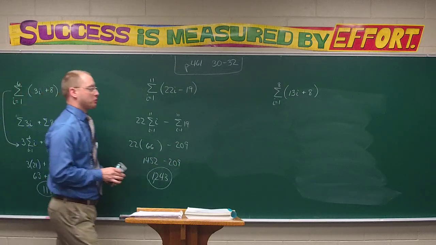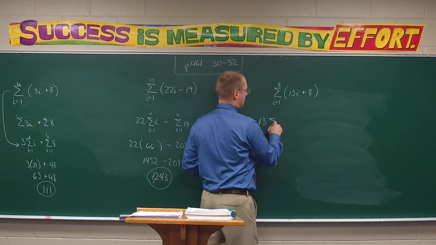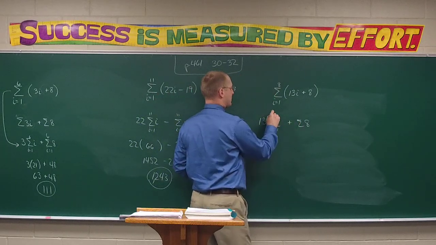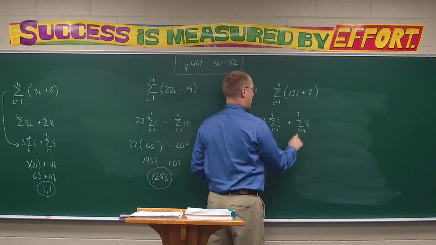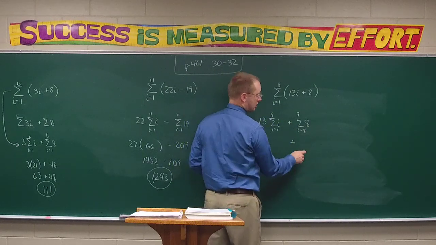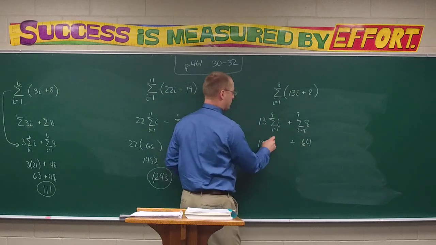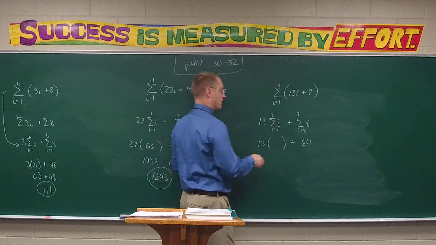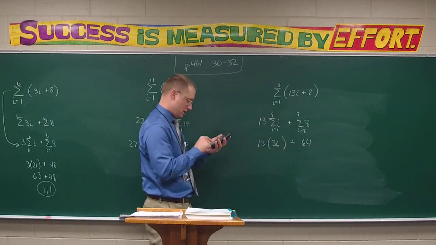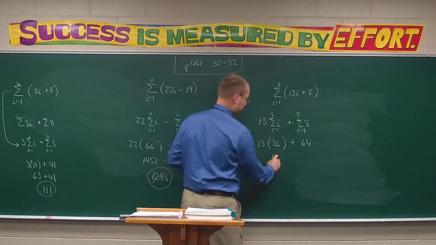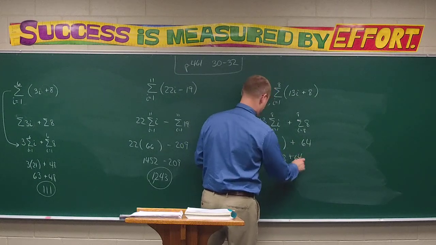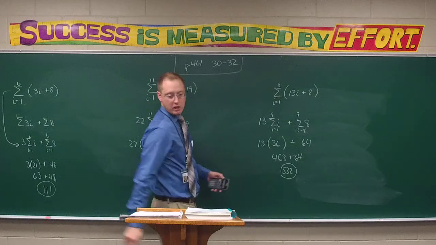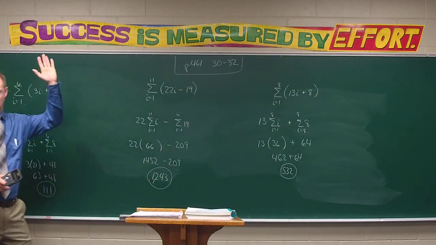All right, and then for the last one, again, we'll split this into 13 times the series of i plus the series of 8, going from 1 to 8 in each case. The constant series is the easiest. 64. We'll do 13 times the consecutive integer series to get 36 times the 13, to which we'll add the 64 and get 532. And how many had that for the last one, as far as you made it?